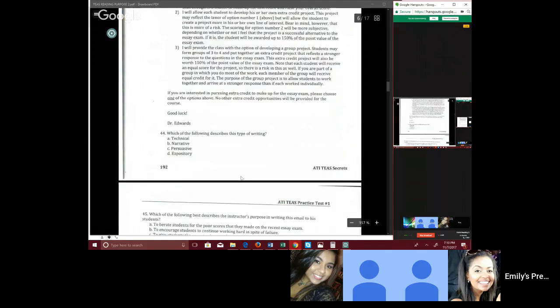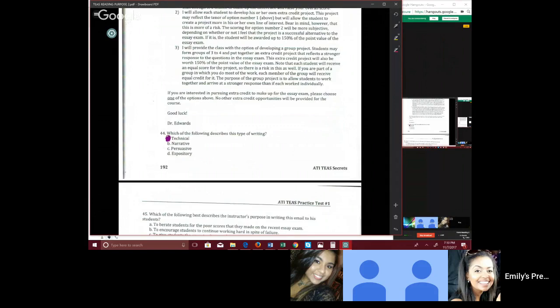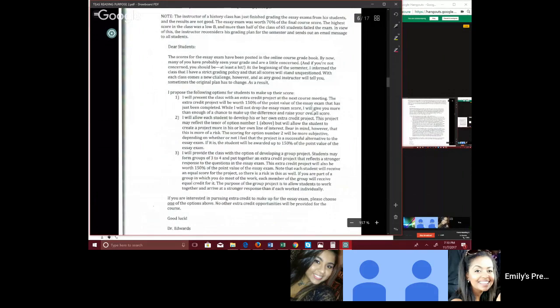So the first question, 44, says, which of the following describes this type of writing? This one is considered a technical. The main purpose of this one is to provide the instructions as to how you would execute the different options that you have available. So the main purpose is going to be technical. Again, it's not really informing us of anything except for a process that we can follow, but that would fall into the technical category. So the only thing that makes that a little bit confusing is up here.